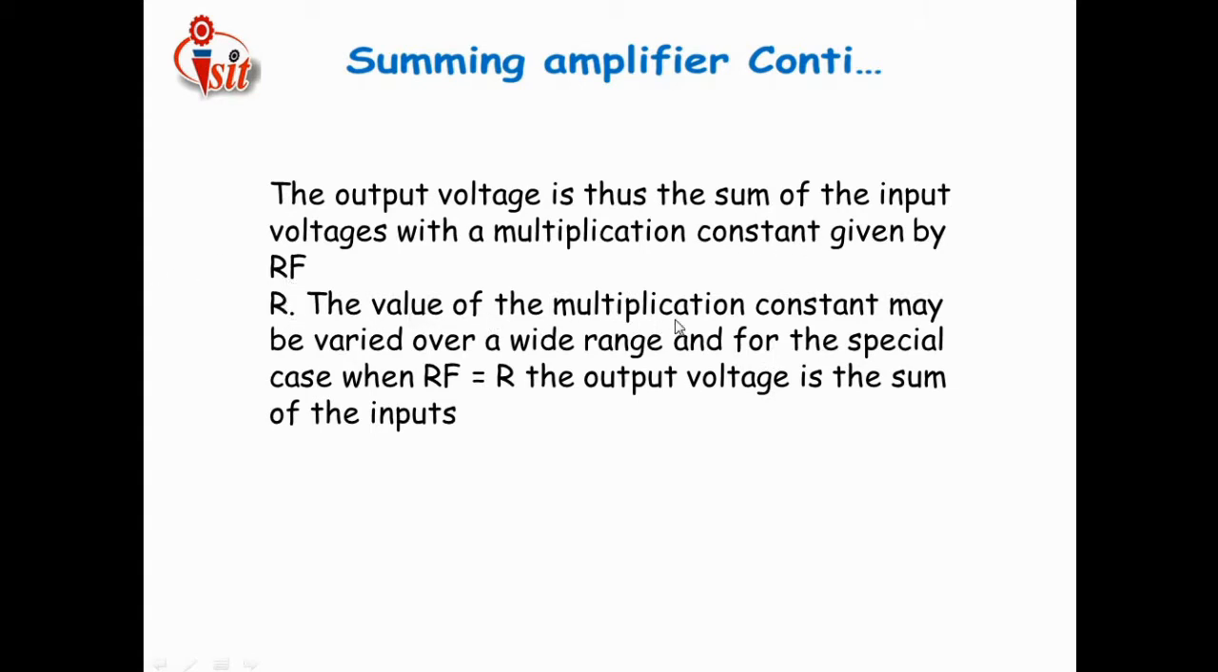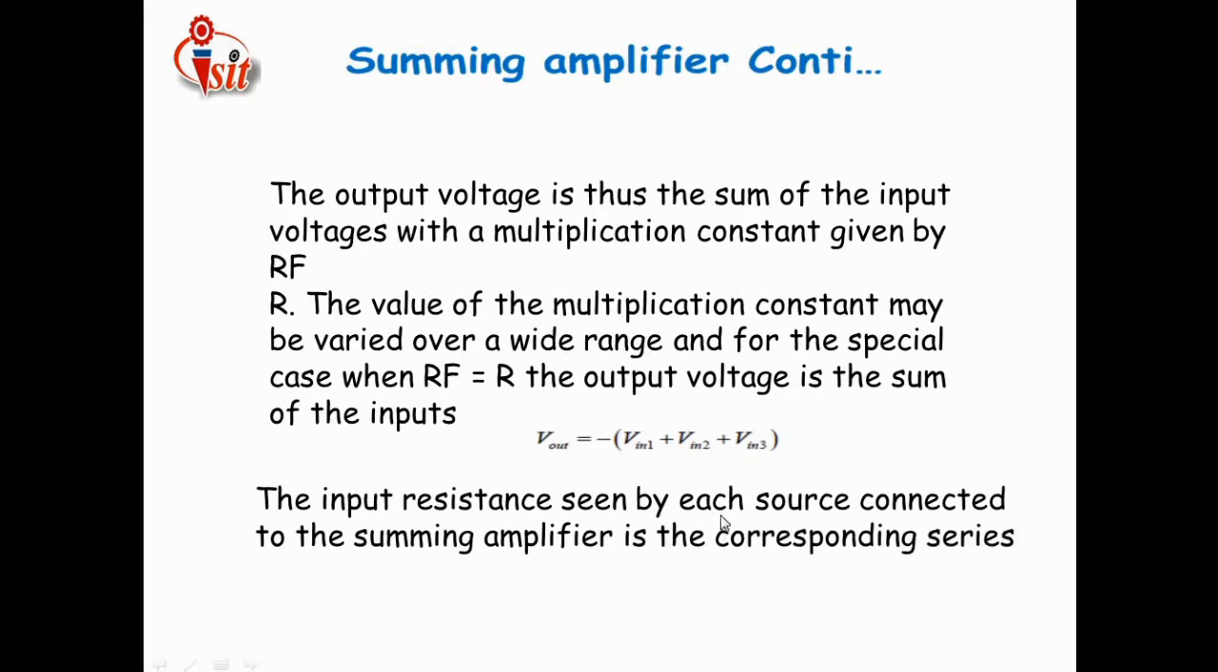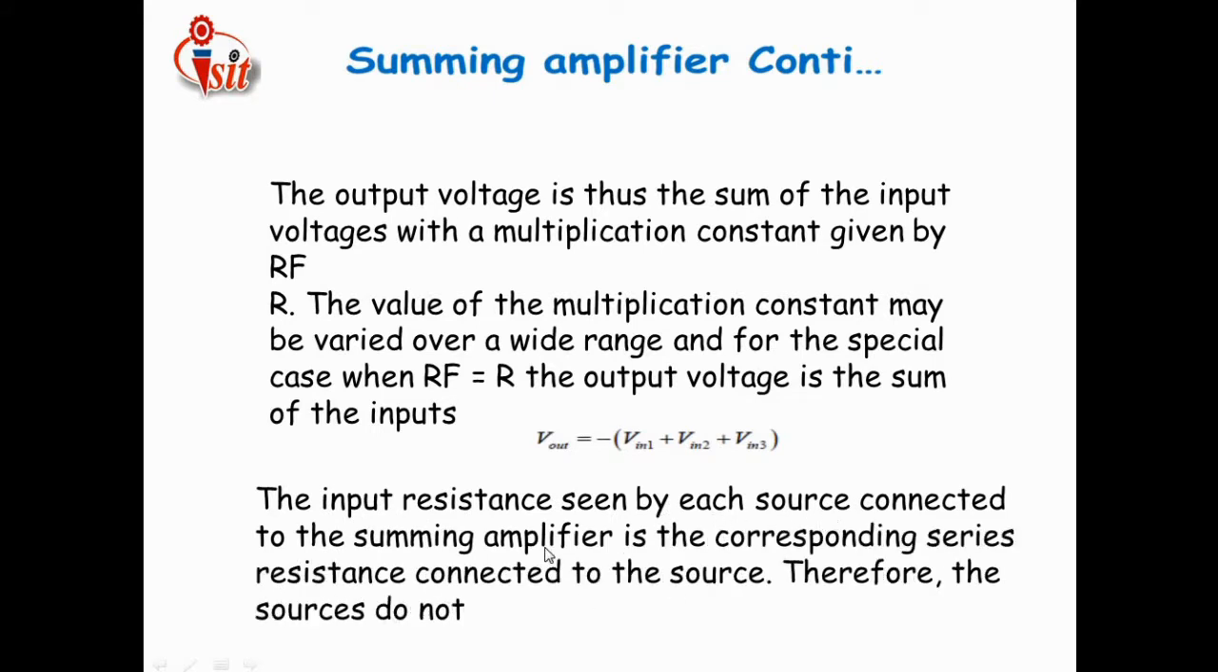R, the value of the multiplication constant, may be varied over a wide range. For the special case when Rf is equal to R, the output voltage is the sum of the inputs. Then V out is equal to minus (V in 1 plus V in 2 plus V in 3). The input resistance seen by each source connected to the summing amplifier is the corresponding series resistance connected to the source. Therefore, the sources do not interact with each other.